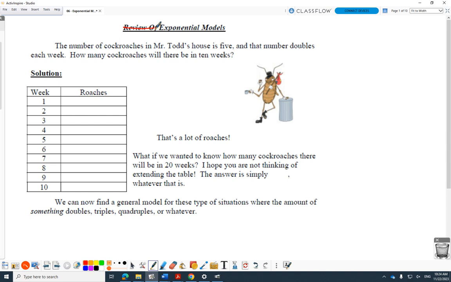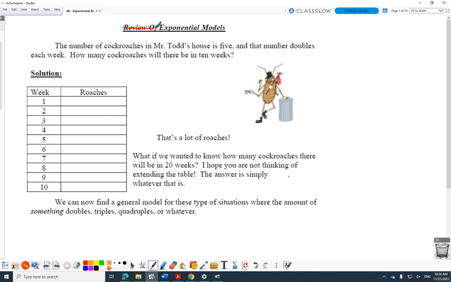So here's the real life situation I made up. The number of cockroaches in Mr. Todd's house is 5. I've never seen a cockroach in my house before, actually. I'm not even sure I would know what a cockroach is, but I've heard that this is a horrific insect to have in your house in certain parts of the world. So I've heard of them before.